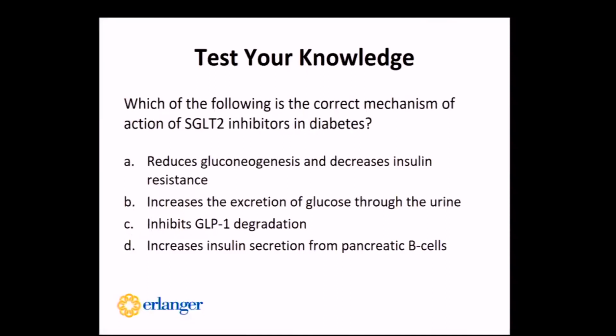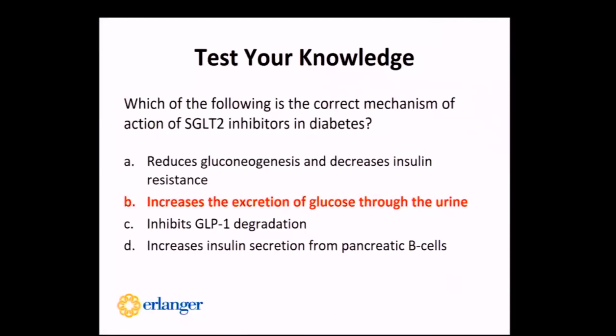And the second question, which of the following is the correct mechanism of action of SGLT2 inhibitors in diabetes? A, they reduce gluconeogenesis and decrease insulin resistance. B, they increase the excretion of glucose through the urine. C, they inhibit GLP-1 degradation, or D, they increase insulin secretion from the pancreatic beta cells?